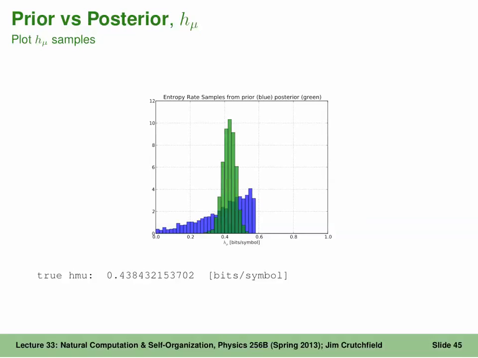So that's something that we see here: if you just sample uniformly from the transition probabilities, you end up getting a distribution that looks like this. And again, it's not uniform, even though our distribution over the transition probabilities was uniform. And then the posterior looks like this, and the true value is 0.43. So again, it captures it.